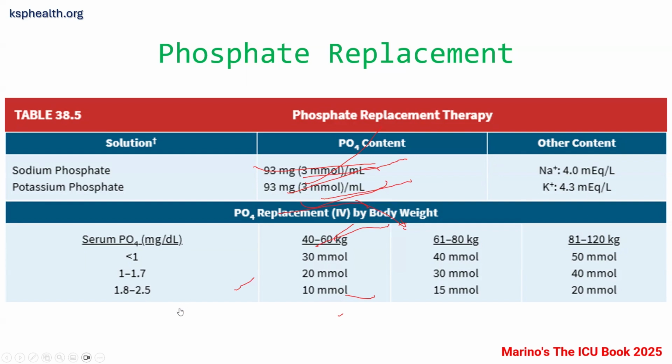So when do you treat? Usually, if it is more than 2, we do not treat. Someone commented that 80% of ICU patients do not have symptoms, yes. But when it falls less than 2, I do treat. How do you treat? 20 millimole if it is 40 to 60 kilos, 30 for 61 to 80 kilos, and 40 millimole for 81 to 120. If it is less than 1, you need to be very aggressive in replacing. In children, we do 0.15 to 0.3 millimole per kilogram over 4 to 6 hours. That's how we treat.